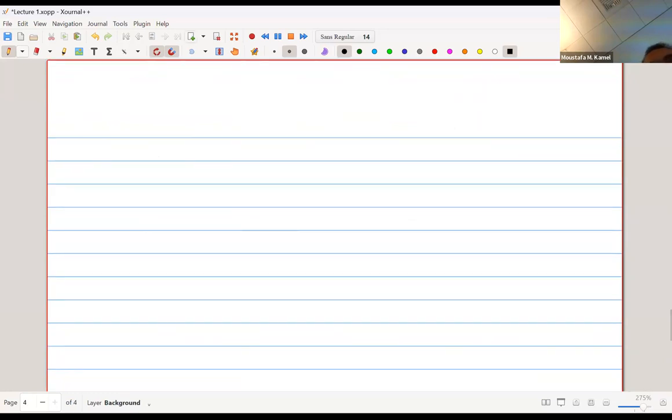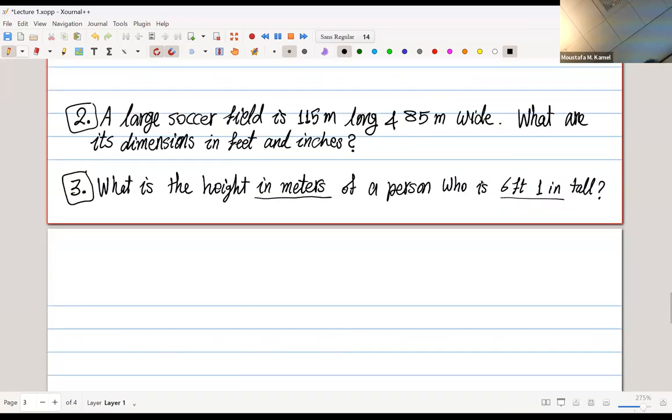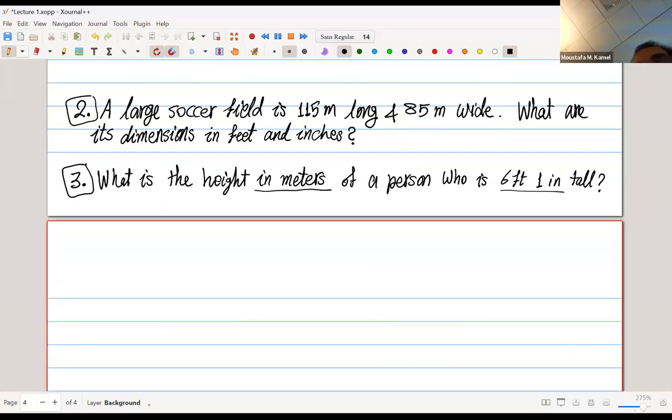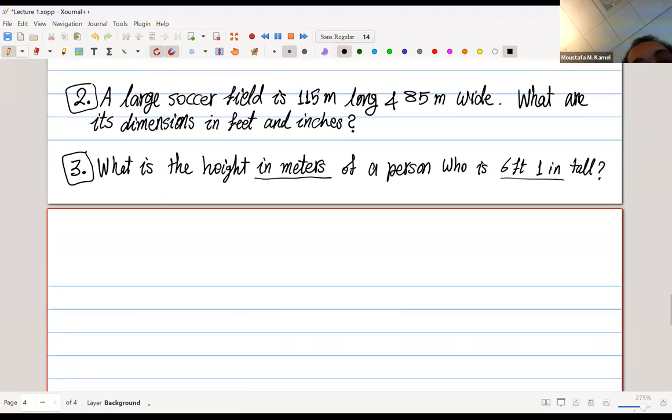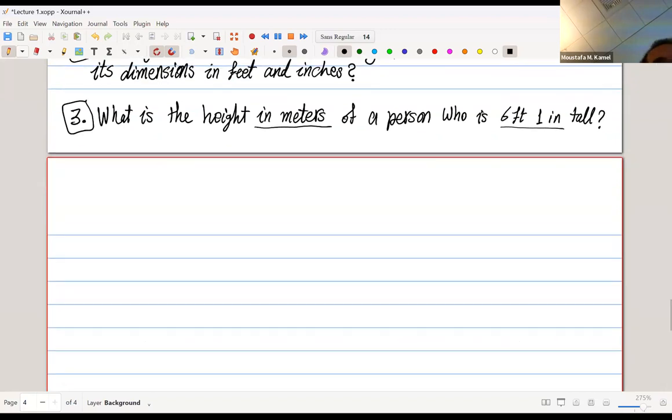We do the exact same thing for problems 2 and 3. It's just different units. So I will do problem 3 just for the sake of time, and I will skip problem 2. Okay. So let's do problem 3. We are given 6 feet 1 inch tall. So there are 2 ways to go about this. We can first convert this 1 inch to feet and then convert the feet to meters, or we can convert feet to meters, inches to meters, and add them together.